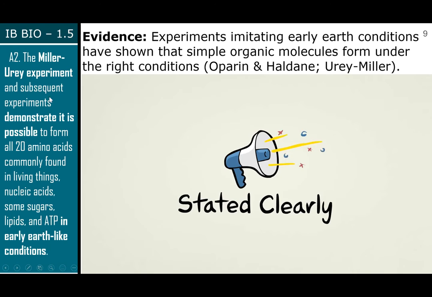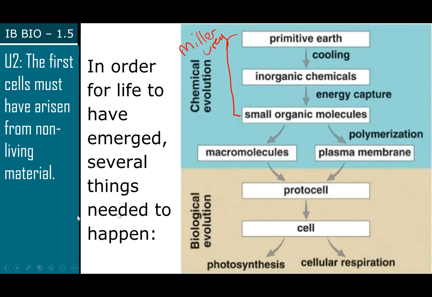The Miller-Urey experiment and subsequent experiments demonstrate that it is possible to form all 20 amino acids commonly found in living things, nucleic acids, and some sugars, lipids, and ATP in early Earth-like conditions. So their experiments are showing evidence that this part can occur.